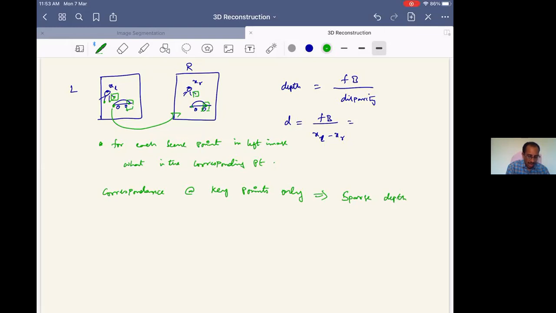The other way is to consider all points and find correspondence. This gives us dense depth. We will see in the next class some of the mathematical details for performing this task of correspondence. Essentially it is template matching only, so we'll write a couple of equations for computing the correspondence in this setting. And then we will see how it helps to extract the 3D information, with some visual results during that time.